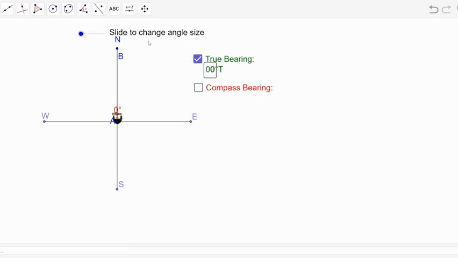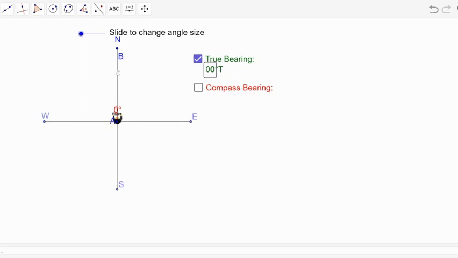The meaning of a true bearing and a compass bearing direction when we talk about vectors. So these refer to navigation directions usually. So we have our cardinal points, north, south, east, and west, as you can see. And first we're going to talk about what is a true bearing.